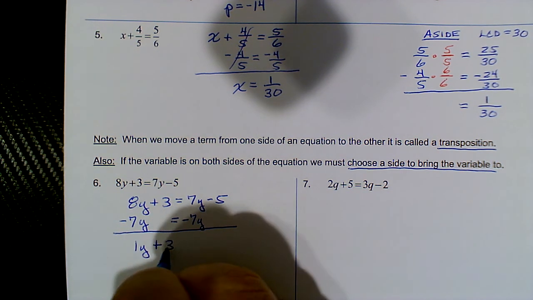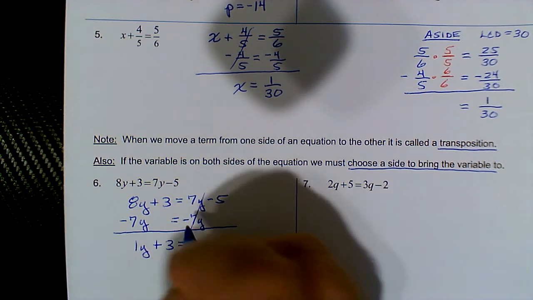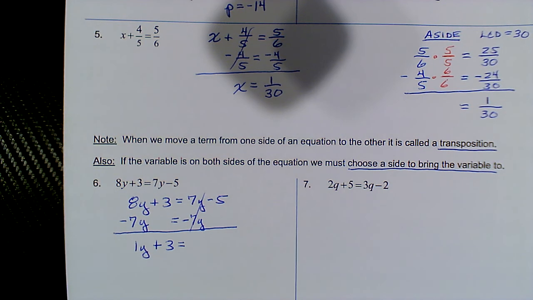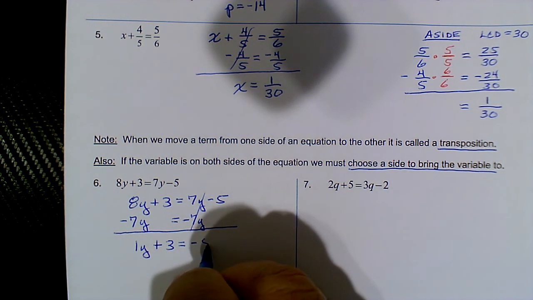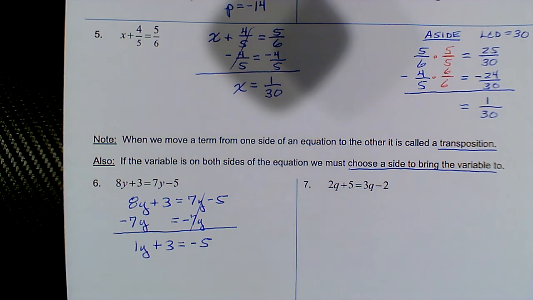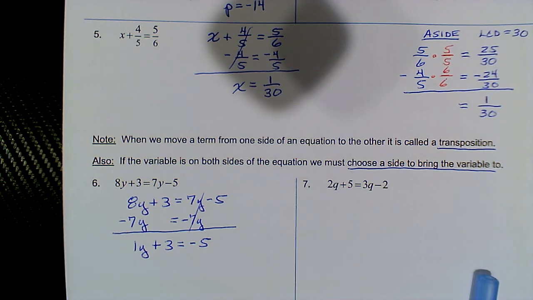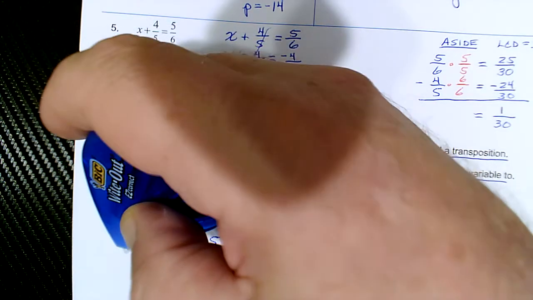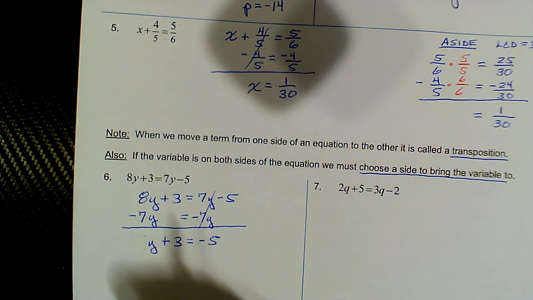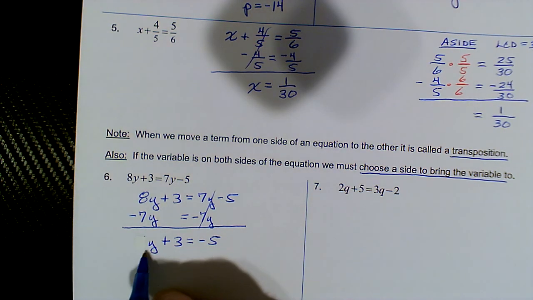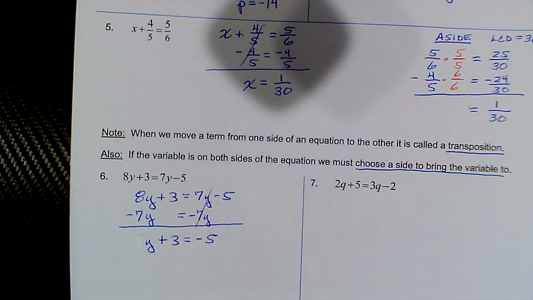Now I have to bring down the 3, line up the equals. I don't have to write a 0 or anything there. Those 7y's are gone. They cancel each other out. And that gives -5. Now there was really no need to write the 1 there. If you wanted to, just simply y. We know that if it's not written, the coefficient is understood to be a 1.